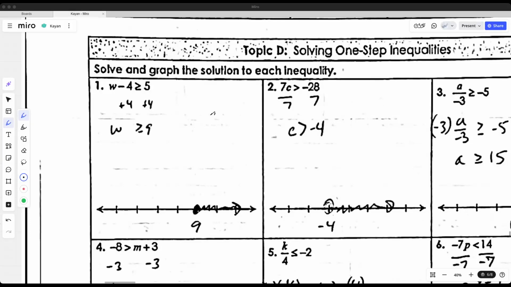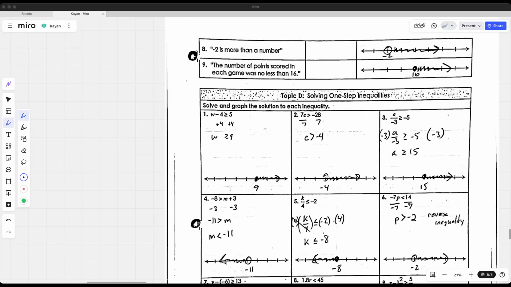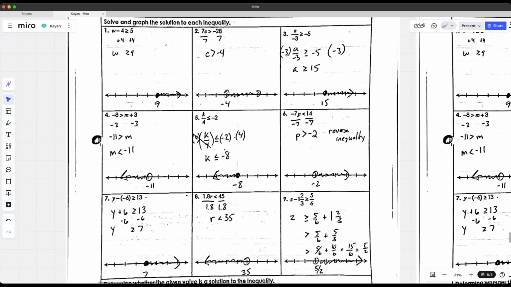Hey, Kayan, let's see how this goes. It might be a little clunky because I'm using a new computer. I'm not used to it. All right, see if I can move the screen.